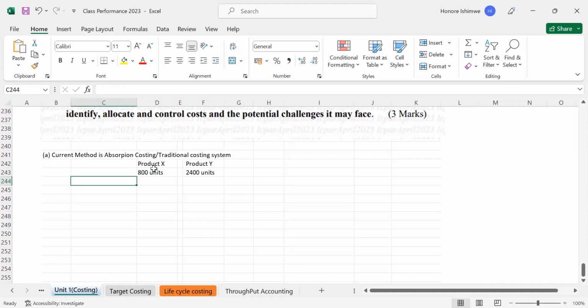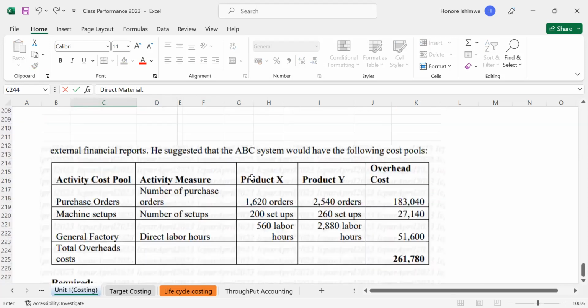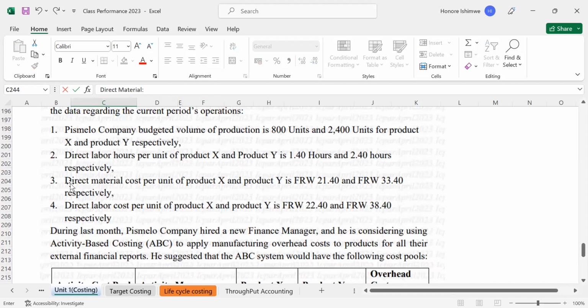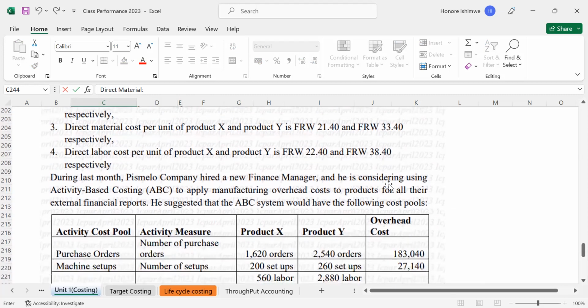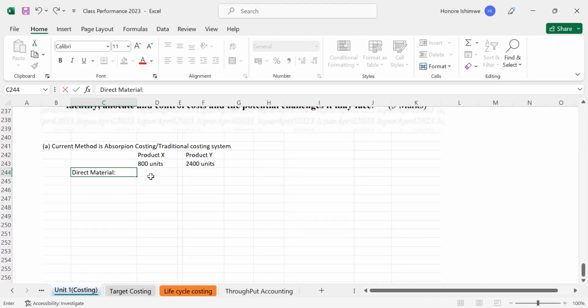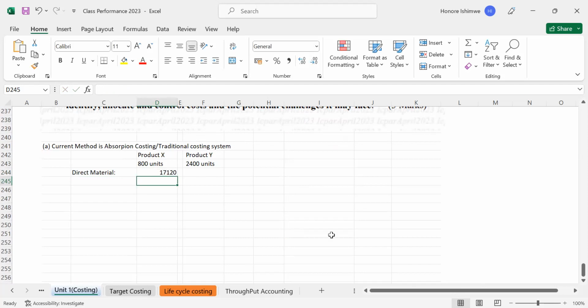Okay. So we have direct material. Let's look at this information here. On information number 3, they say the direct material cost per unit for product X and Y is 21.40 and 23.40 respectively. So let's do it. Direct material is going to be 21.40 multiplied by this 800, for all units produced. Are we together? For the whole units produced. So we have our cost per unit.